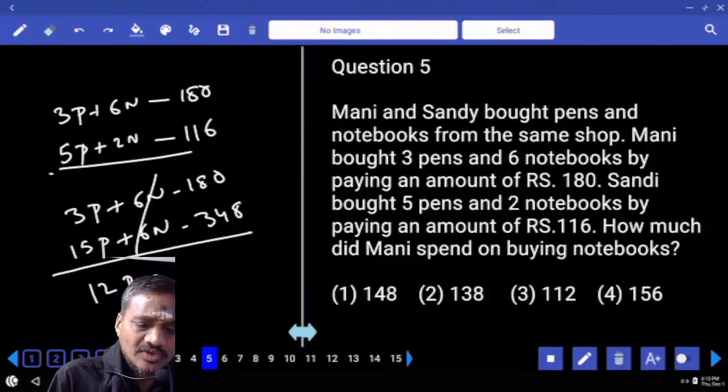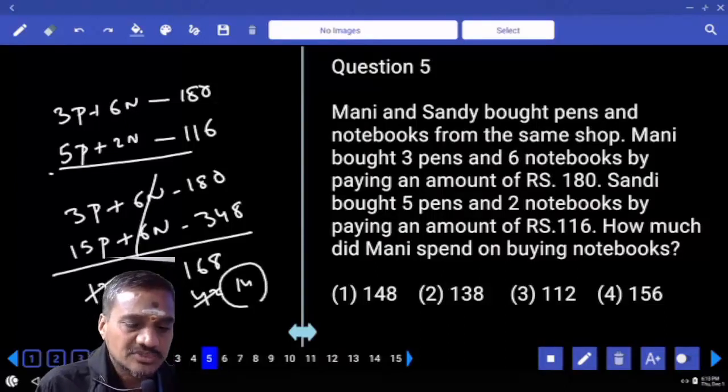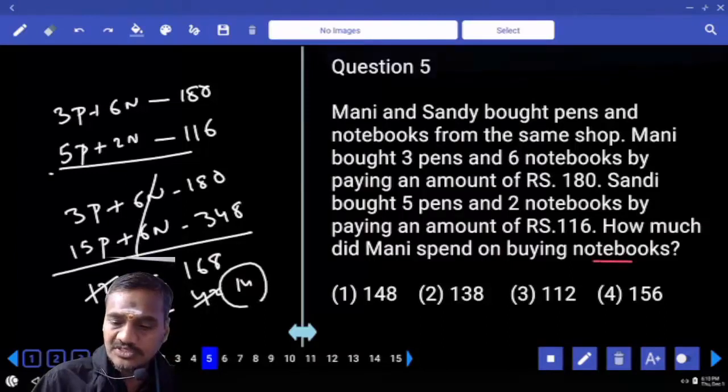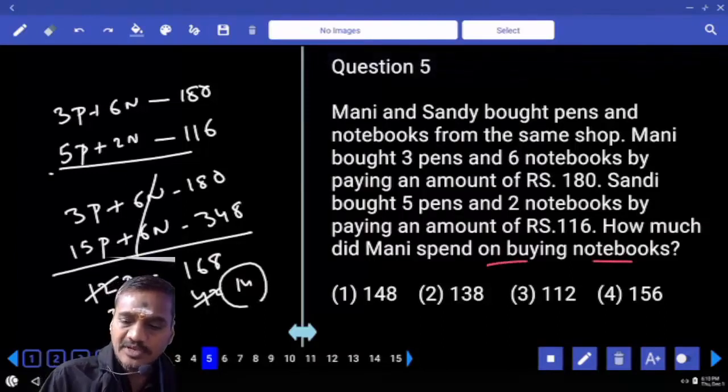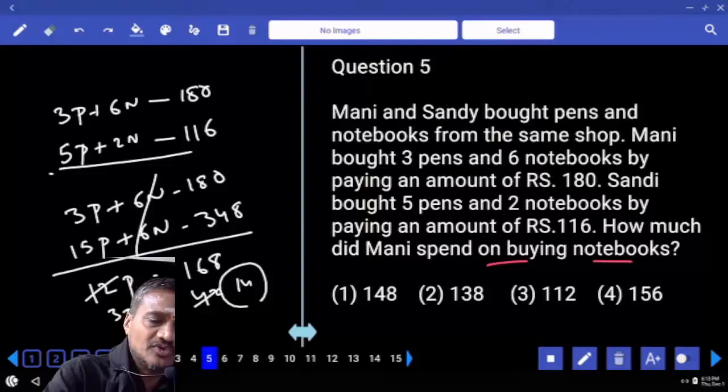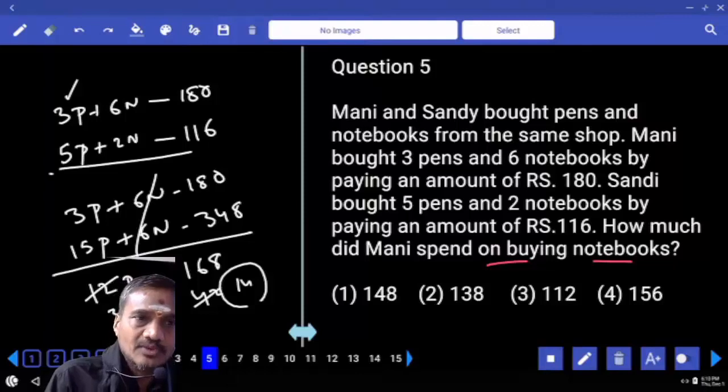168. Now 12 pens equals 168. Now in this 168, then what is 12? 4, 3 is 3 pens equals how much? 4 3s are 12, and 42 and 14s. Now each pen cost is how much? 14 rupees. Then the question is how much money was spent on notebooks. Now this person bought 3 pens. 3 into 14, 42. 180 minus 42.